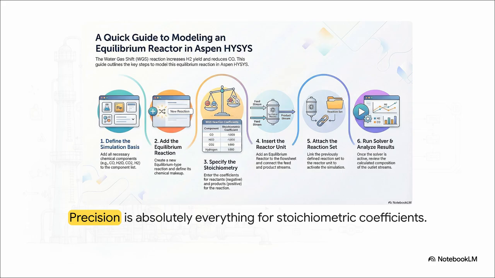But wait, what if the reaction is reversible? You know, like the famous water-gas shift reaction used to increase hydrogen yield. Well, for an equilibrium reactor, precision is absolutely everything. You have to meticulously define your stoichiometric coefficients. Notice how reactants, like carbon monoxide and water, must be entered as negative numbers, while the products, like carbon dioxide and hydrogen, are positive. If you get those signs backward, well, your digital plant is just going to fail to solve.